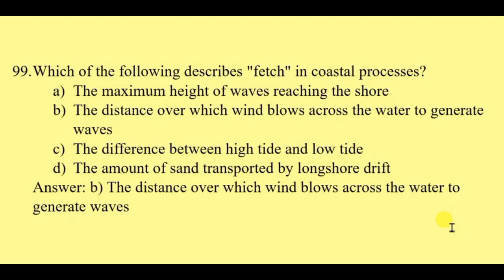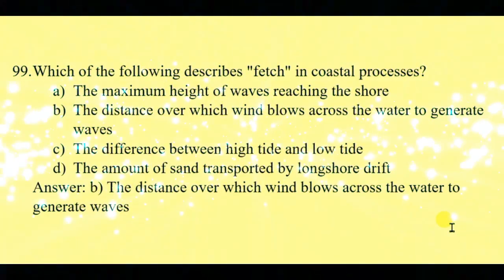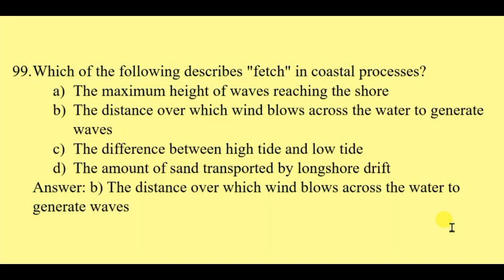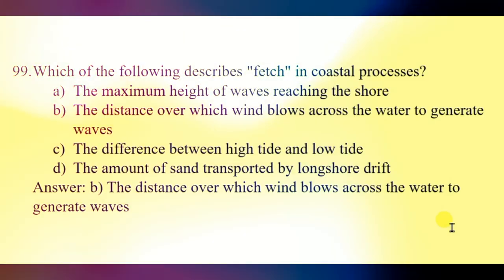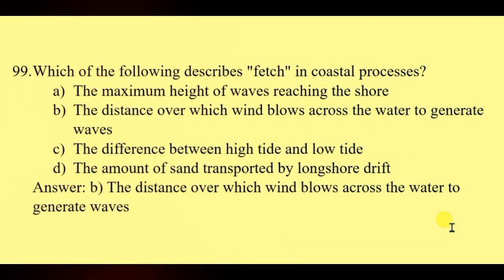Question 99. Which of the following describes fetch in the coastal processes? The maximum height of wave reaching the shore, the distance over which wind blows across the water to generate waves, the difference between high tide and low tide, the amount of sand transported by longshore drift. And the correct answer will be the distance over which wind blows across the water to generate waves.